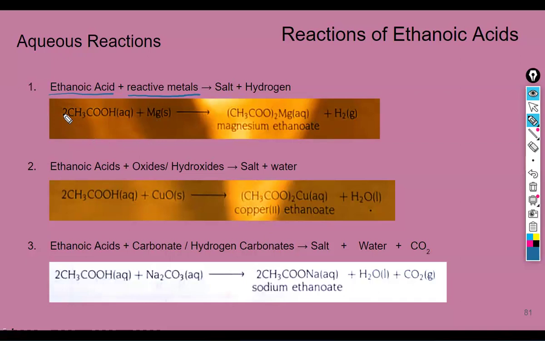Now notice this, you have 2CH3COOH. That is ethanoic acid, but I don't have the letter L anymore. Look at it, I have AQ now here. That means that this ethanoic acid is not pure ethanoic acid. It has been mixed in a little bit of water. And we're going to mix that with magnesium, which is a solid.